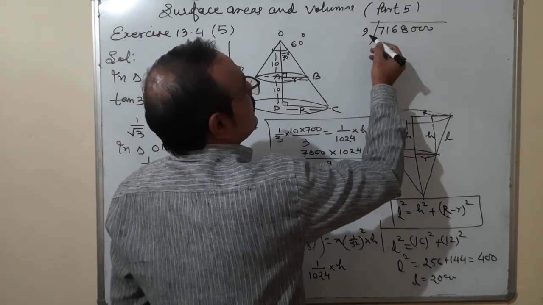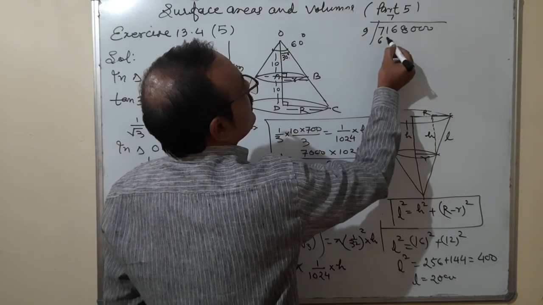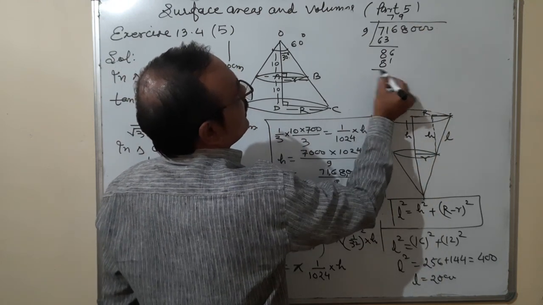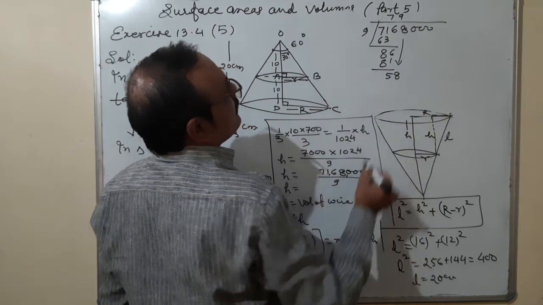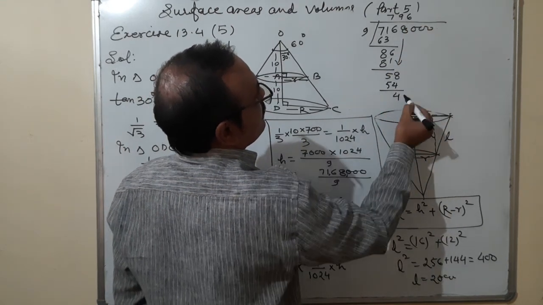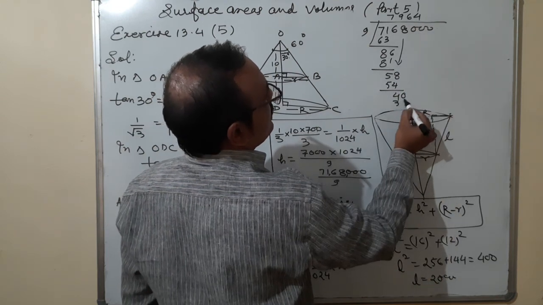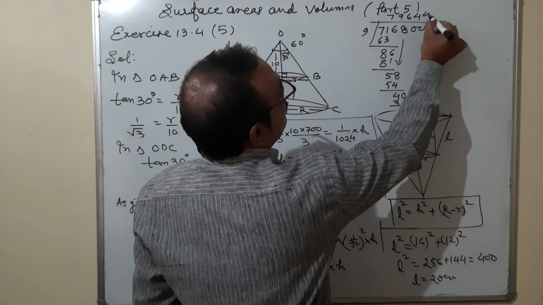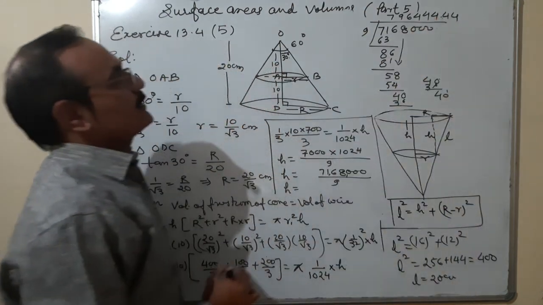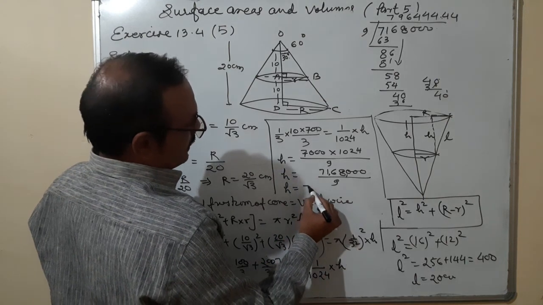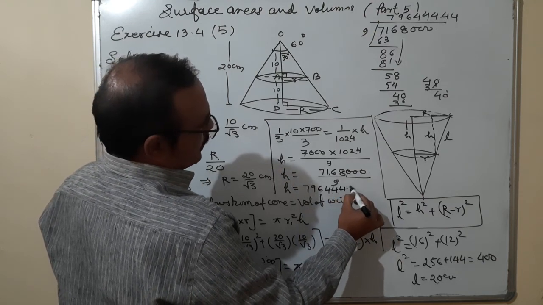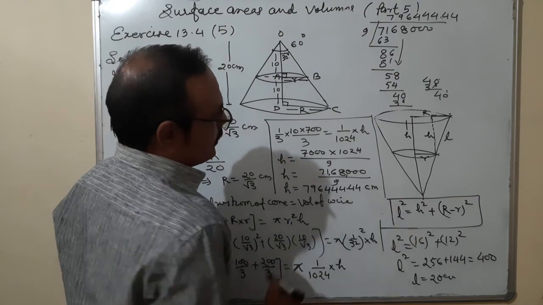9 eights are 72, 9 sevens are 63, 9 nines are 81, and so on, dividing step by step, with the 4s continuing. So h is equal to 796444.444.